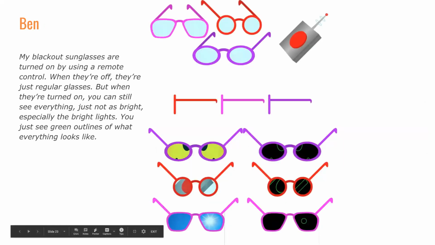My blackout sunglasses are turned on by using a remote control. When they're off, they're just regular glasses. But when they're turned on, you can still see everything, just not as bright, especially the bright lights. You just see green outlines of what everything looks like.